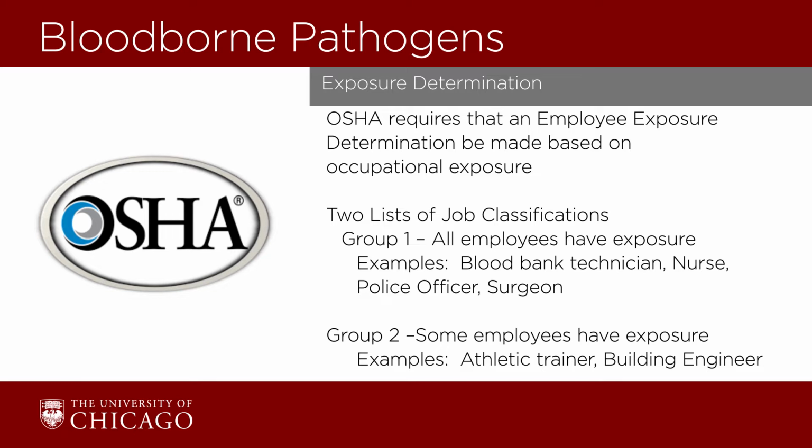In Group 1, all employees with a Group 1 job classification are found to have occupational exposure. Examples of Group 1 job classifications are blood bank technicians, nurses, police officers, and surgeons. In Group 2, some employees with a given job classification may have exposure, but it is task dependent. Only while performing certain tasks does the exposure exist. Examples of Group 2 job classifications are athletic trainers and building engineers.